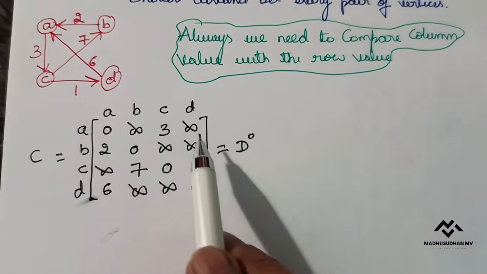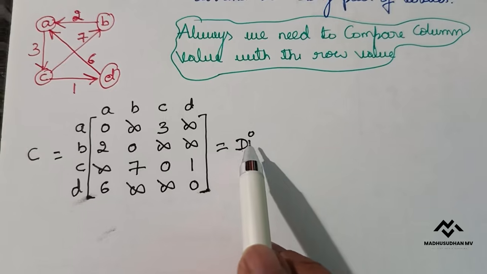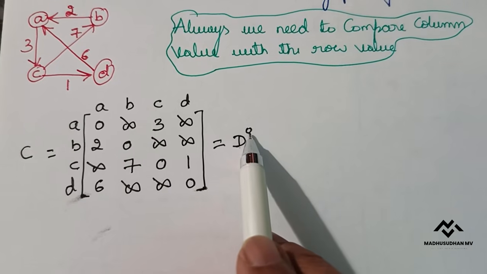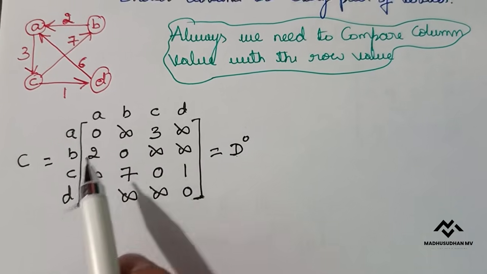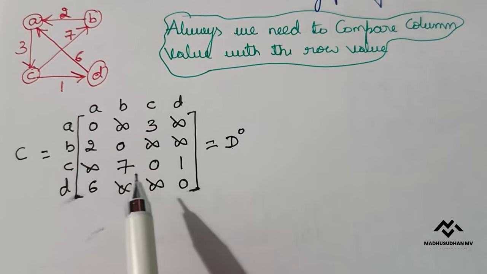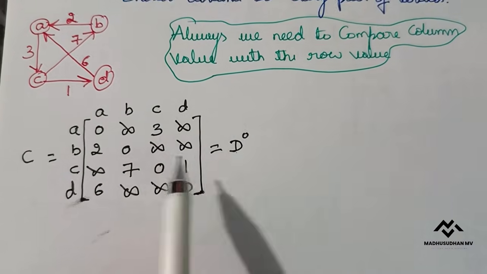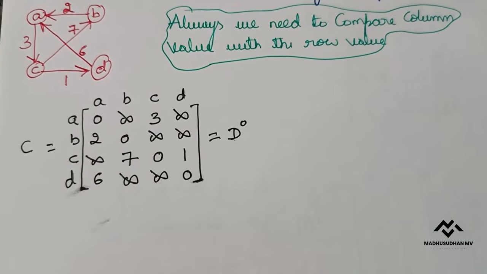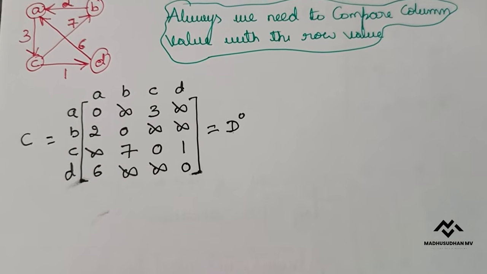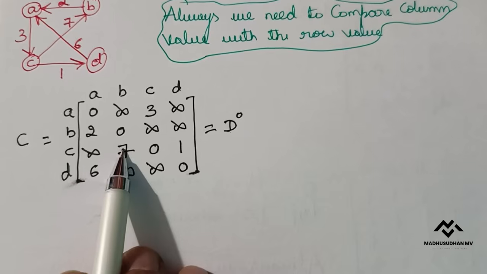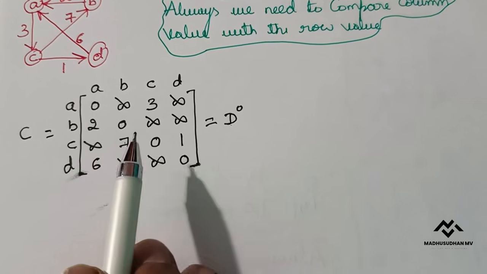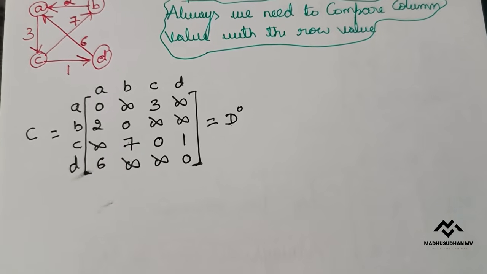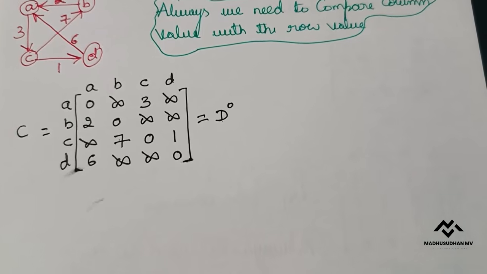So this is the distance matrix considering 0 intermediate nodes. That means we are not considering any intermediate nodes; these are direct connections. So D to the power of 0. Now again we need to construct D to the power of 1, using this D to the power of 0. So now we'll consider using any one vertex as an intermediate node.